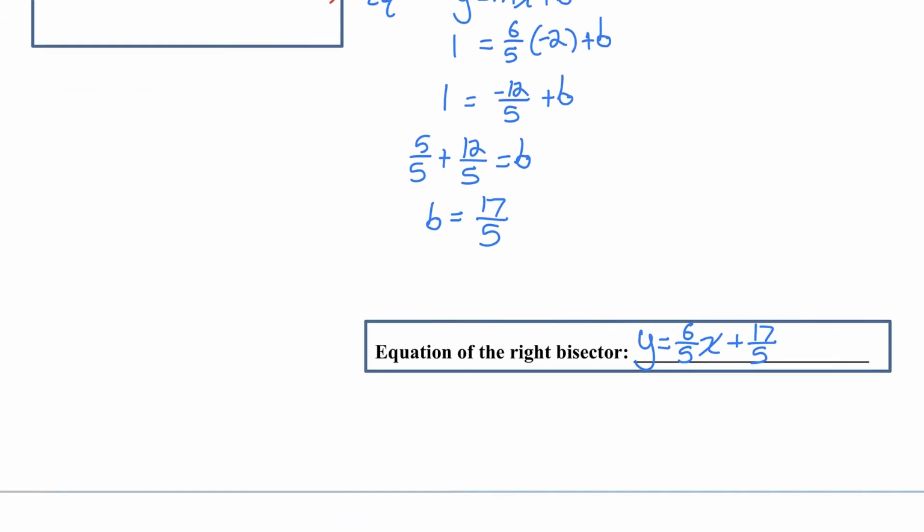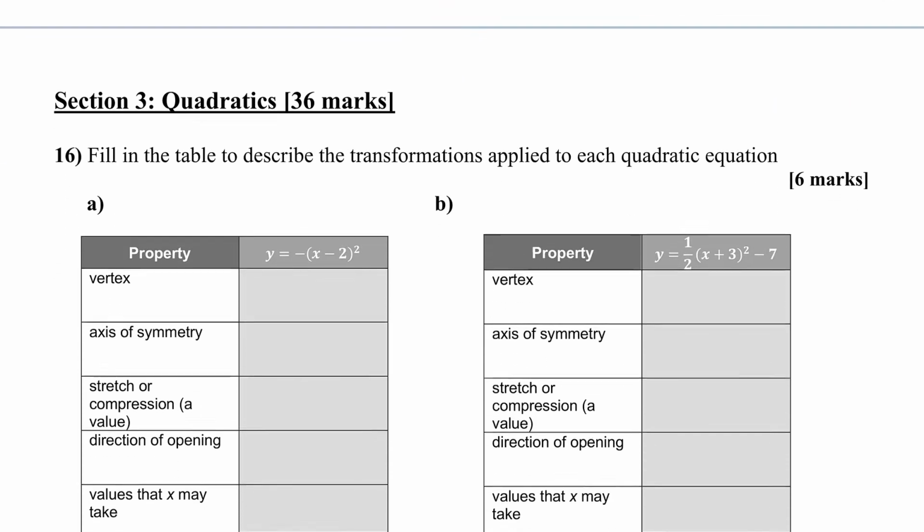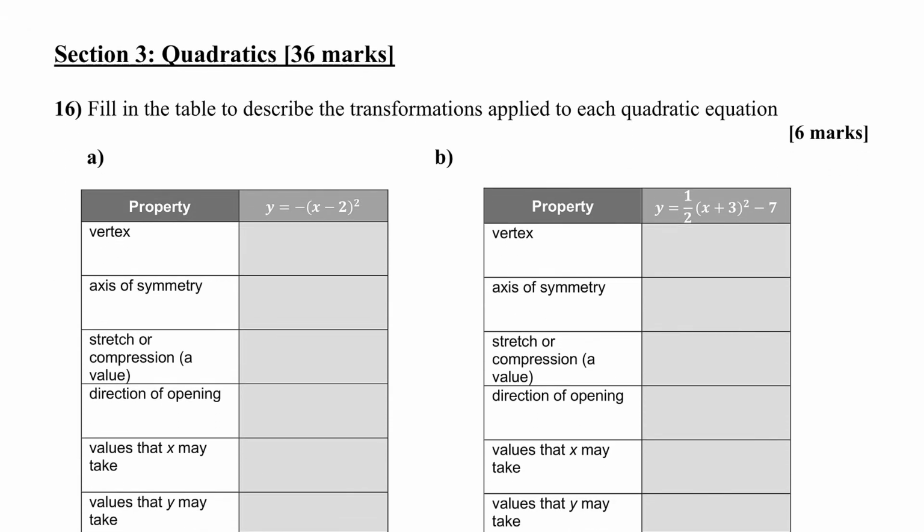That brings us to the end of the analytic geometry section. The next main part of this exam is quadratics. Question 16 says, fill in the table to describe the transformations applied to each quadratic equation. So each of these quadratics I notice are in vertex form.